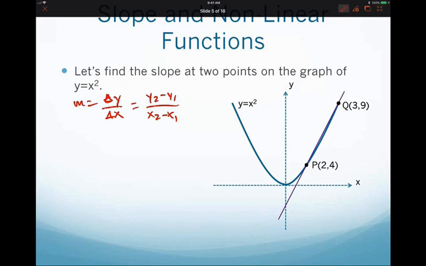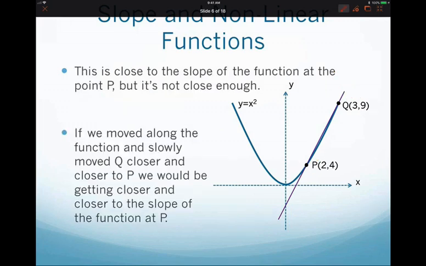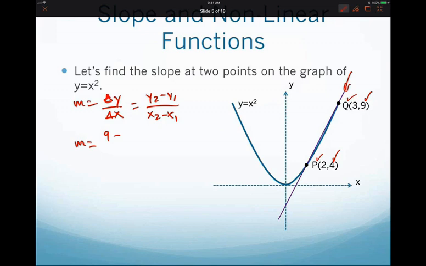So, the slope of this line that's going through points P and Q, well, let's solve it. So m is equal to y2 minus y1 divided by x2 minus x1. So y2 is right here, 9, minus y1, which is right here, 4, divided by x2, which is right here, the number 3, minus x1, which is 2.